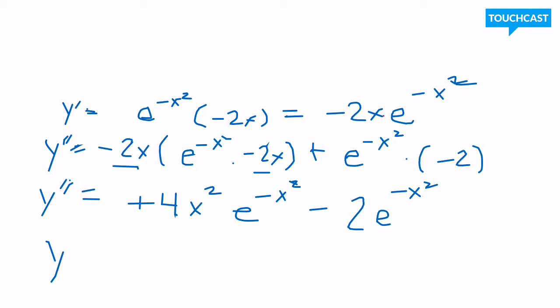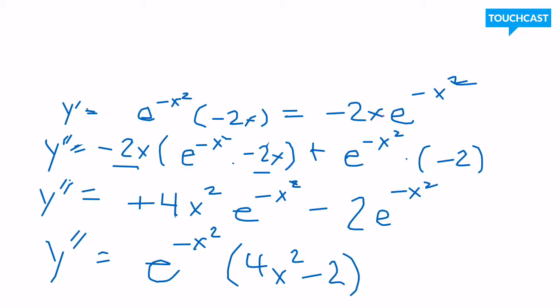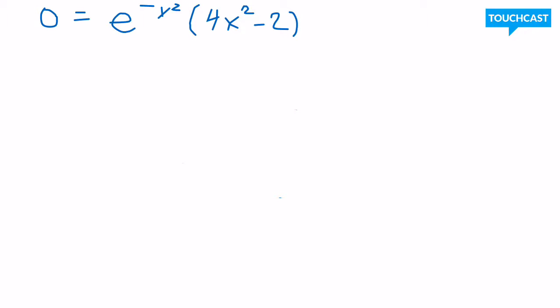My next best bet is to factor. I'm going to have to set that derivative equal to 0. So that's going to be e to the negative x squared times 4x squared minus 2. I'm going to write that up top, so I want to set that second derivative equal to 0. So 0 is going to equal e to the negative x squared times 4x squared minus 2. Two things multiply together to equal 0. One of the two things had to be 0.